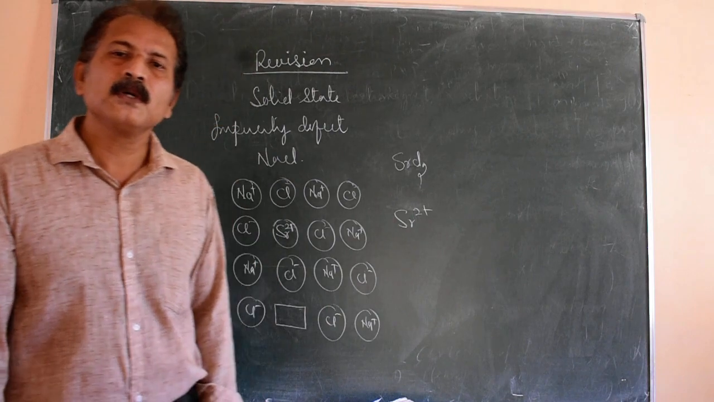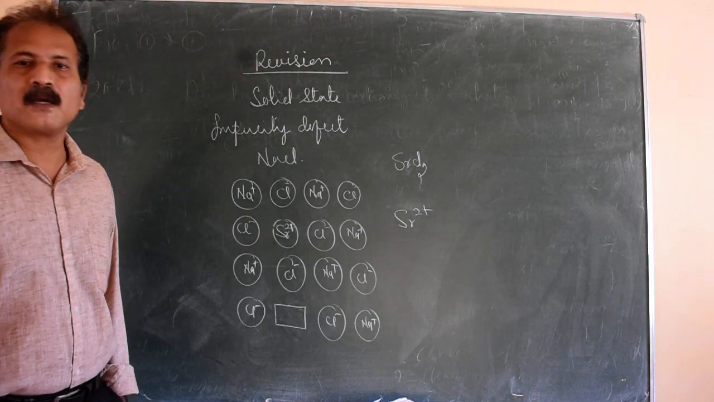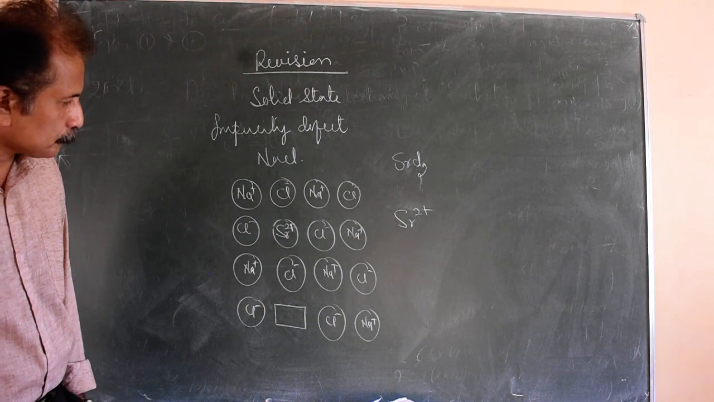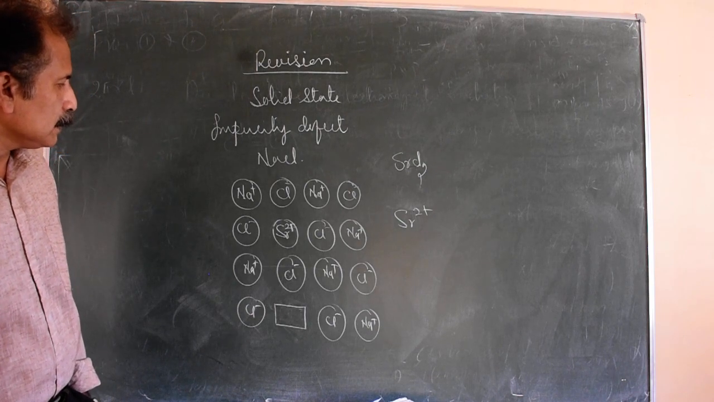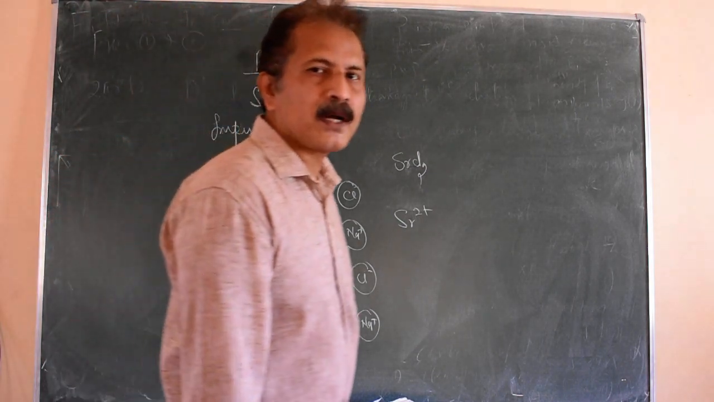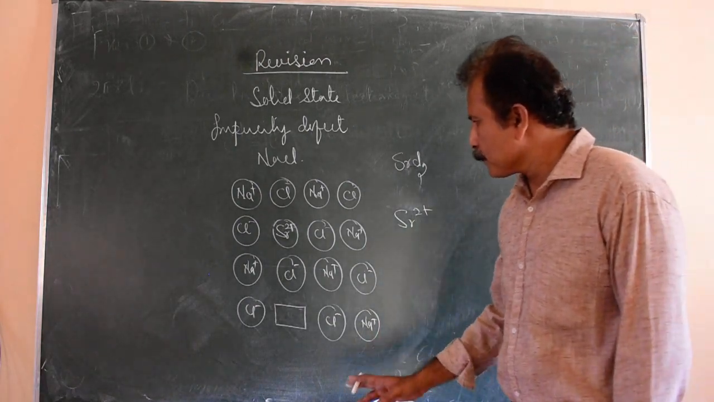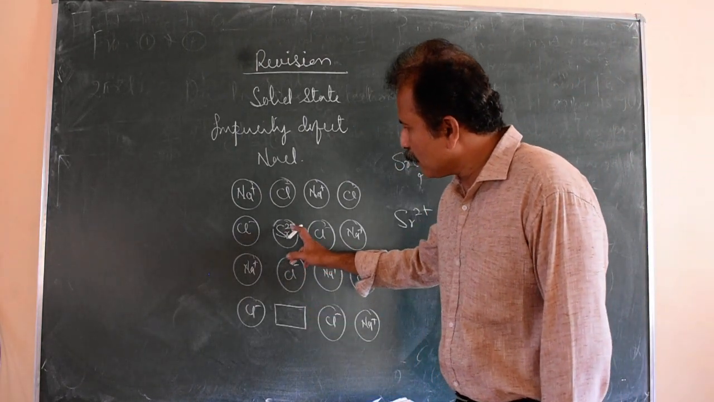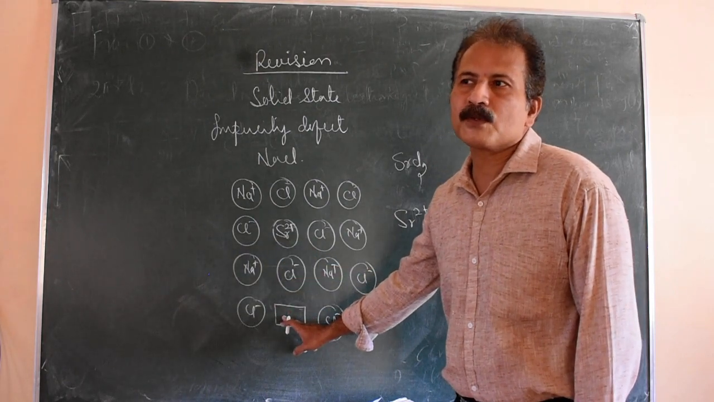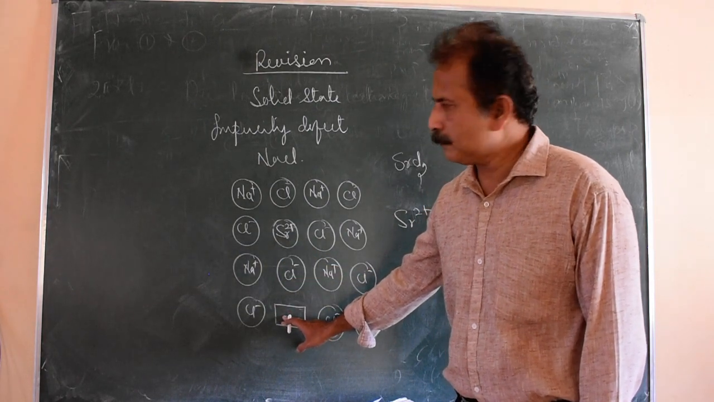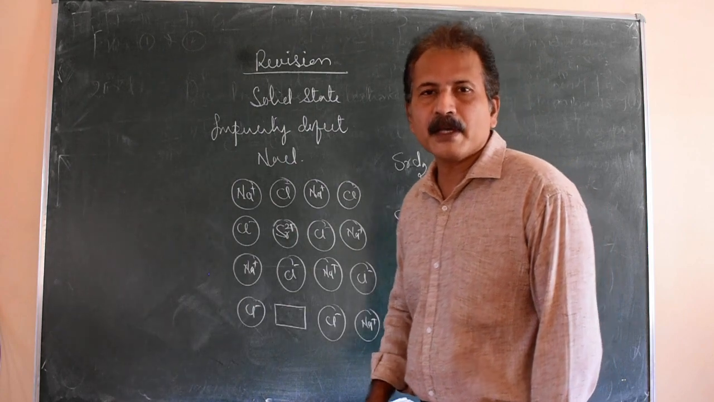It is due to an impurity ion creeping inside the structure, and because of that, since an inorganic compound always has to maintain electrical neutrality, one spot it occupies, another spot of sodium ion it will leave vacant. So this is your impurity defect.